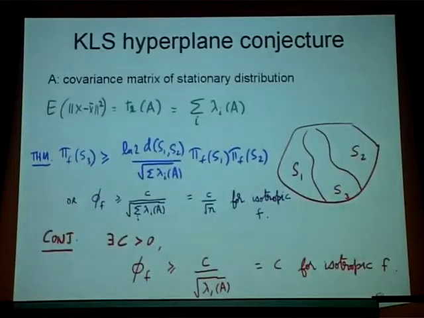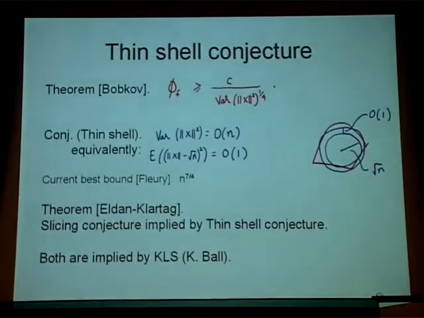Now, very closely related to this is another conjecture called the thin shell conjecture. So to motivate this, actually, let me skip the motivation. There is motivation here which tells you why this will help improve the mixing time of random walks and so on. Let's skip that. What does the conjecture say? The conjecture says the following.